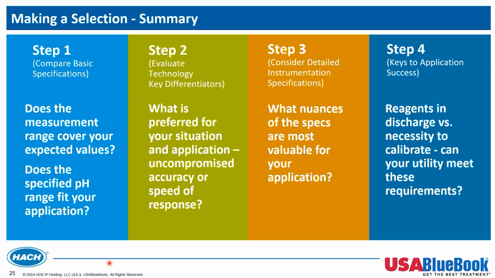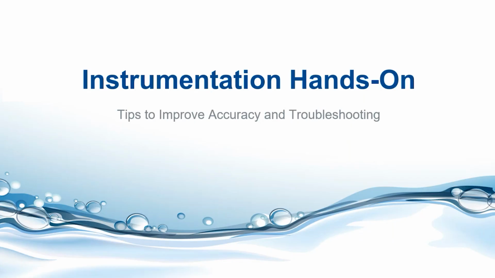those are main questions to ask in every step. Is the measurement range good? Is the specified pH good for you? What is preferred for your situation and application? Accuracy or response? Speed of response specifically. What nuances of the specifications are most valuable for you in your application? Reagents handling versus necessity of calibration. What is more important? And with this, I'm going to hand it over to Casey and the portion of instrumentation hands-on.